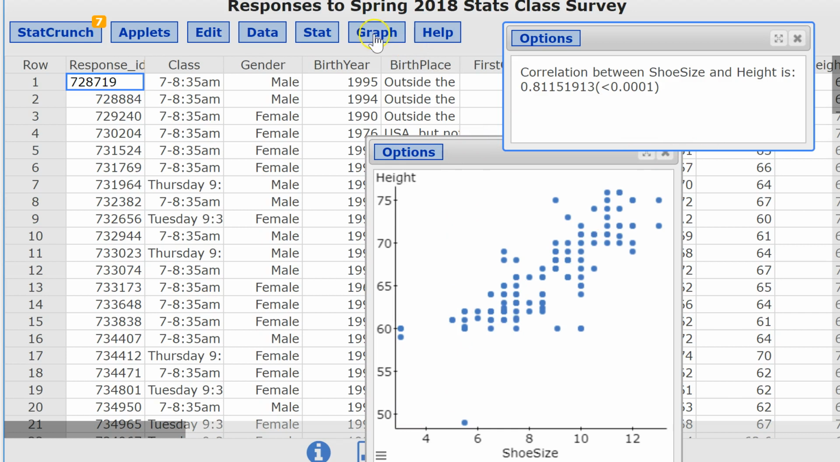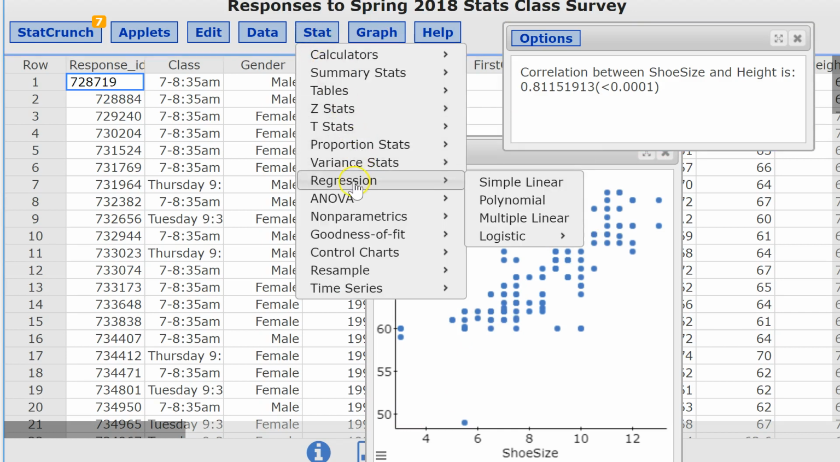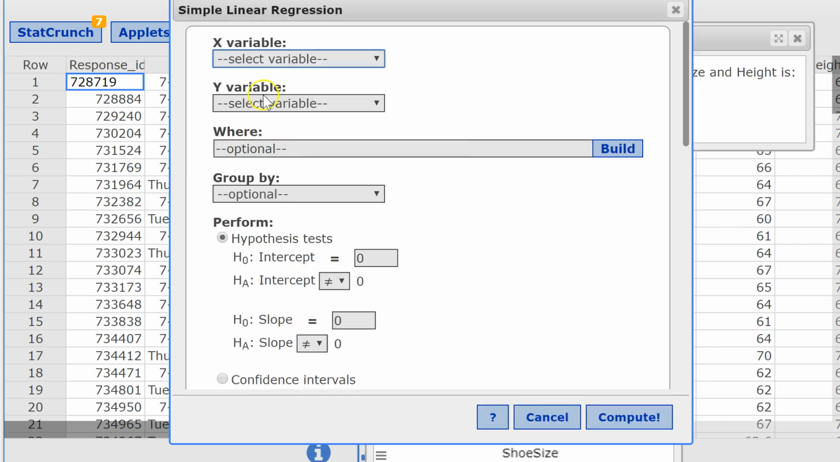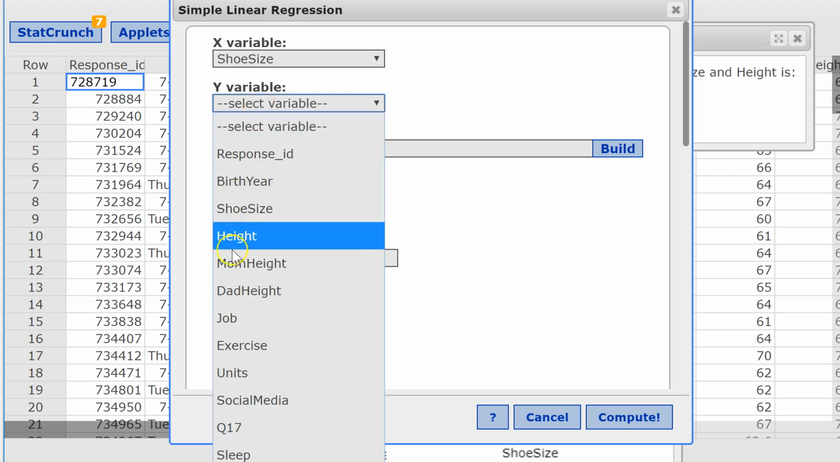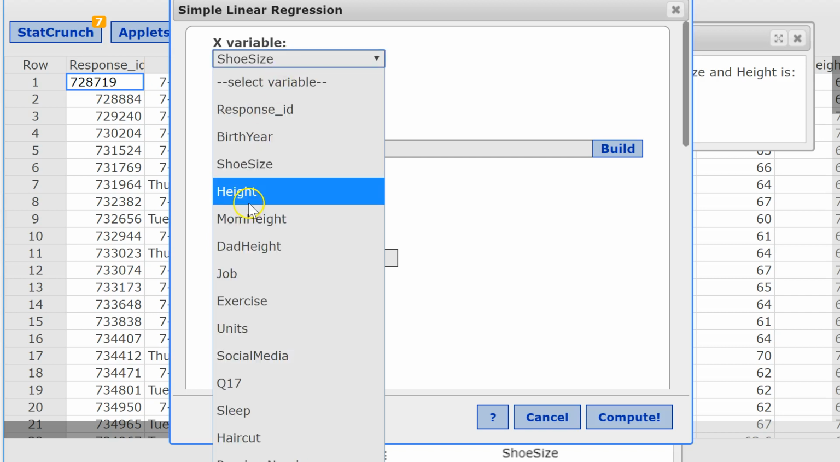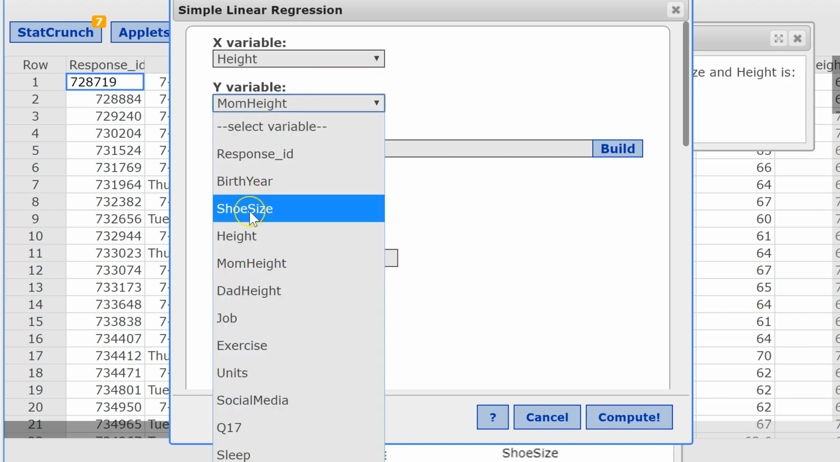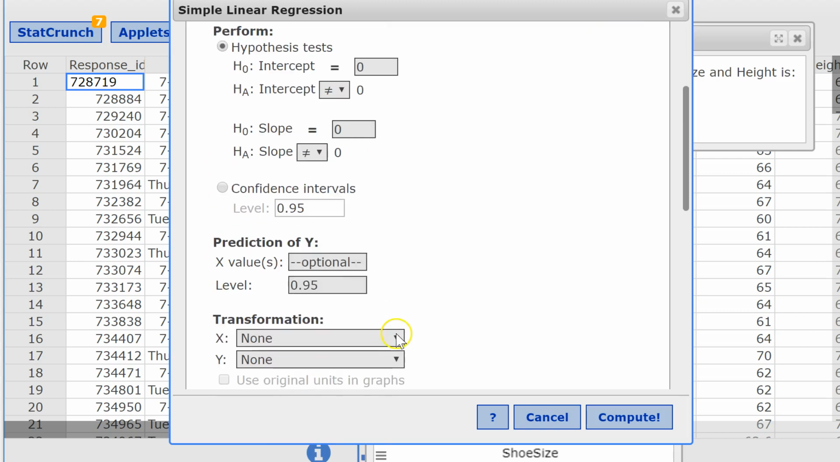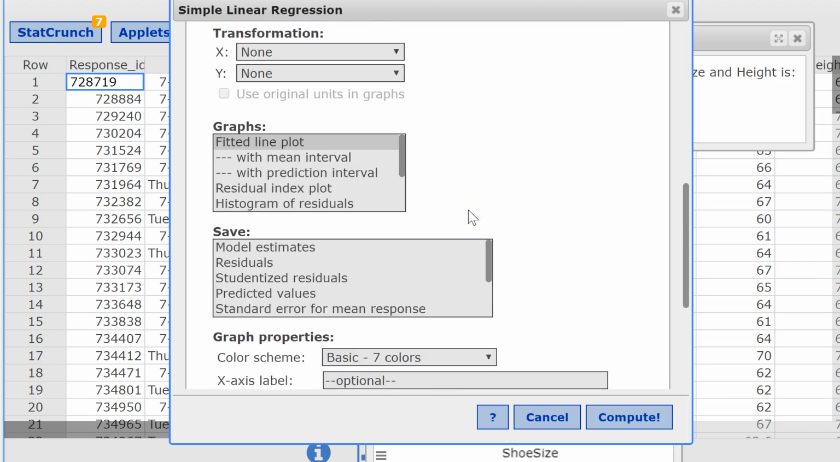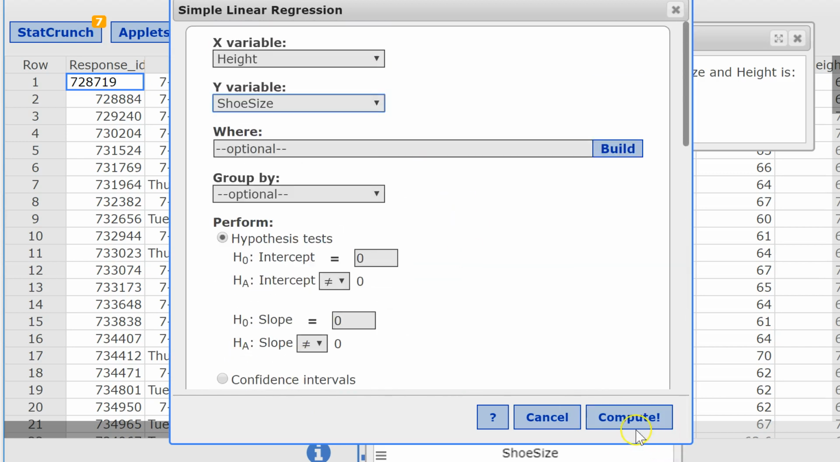And one thing you don't have to do, because technically it's above and beyond for this, but if you see a linear trend, the last thing you could do is a linear regression. Because we've done it before, we know how it works. We could look at shoe size predicting height, or if you think the other way around makes more sense, how tall you are influences your shoe size, you could do it that way. It even asks, do you want to perform hypothesis tests? Do you want confidence intervals? But we're just going to leave it like this.